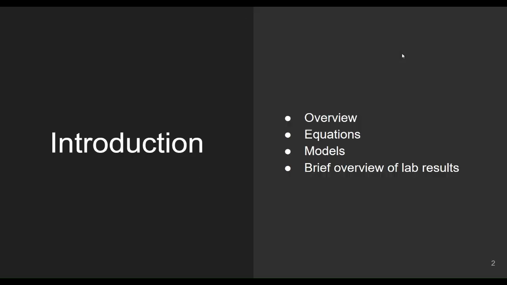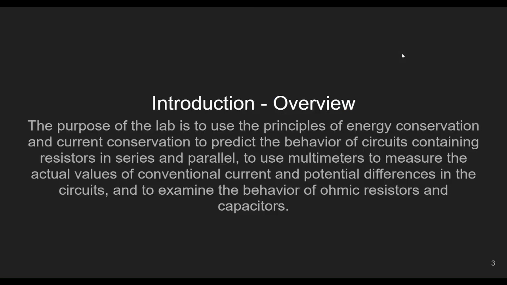This is lab 4. I'll go over the overview, equations, models, and a brief overview of lab results. The purpose of this lab is to use the principles of energy conservation and current conservation to predict the behavior of circuits containing resistors in series and in parallel, to use multimeters to measure the actual values of conventional current and potential differences in the circuit, and to examine the behavior of ohmic resistors and capacitors.